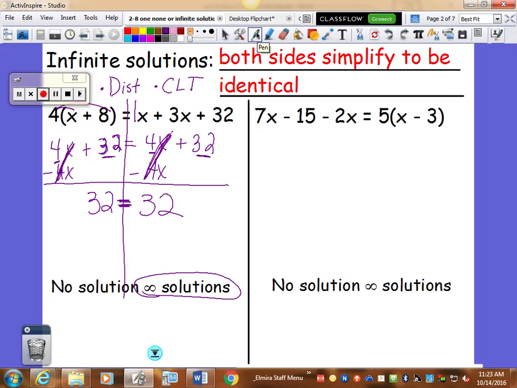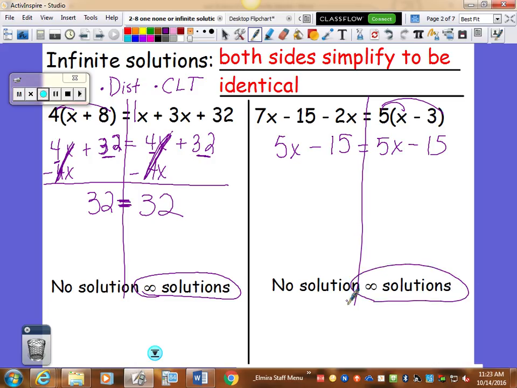Let's see that one more time. Okay, on the left-hand side, I'm checking, is there any distributing? No, I don't see any distributing. 7x take away 2x is 5x for combining like terms. Bring down minus 15. On the right-hand side, I do see a distribute. 5x, and then 5 times minus 3 is minus 15. Again, 5x minus 15, 5x minus 15. They are identical. Therefore, infinite solutions. I can stop. It's infinite solutions.